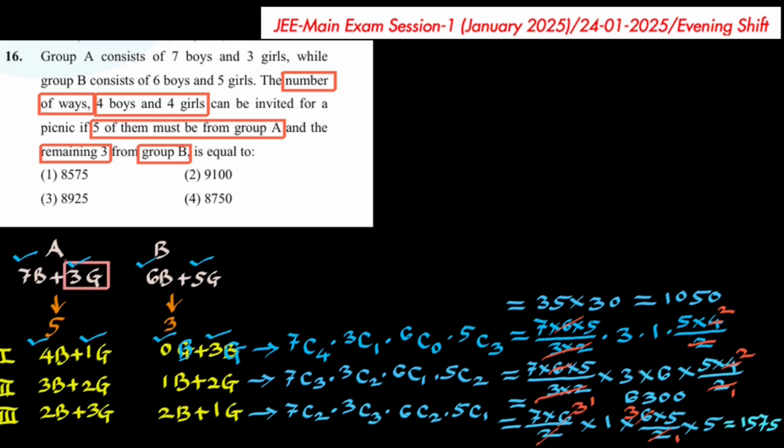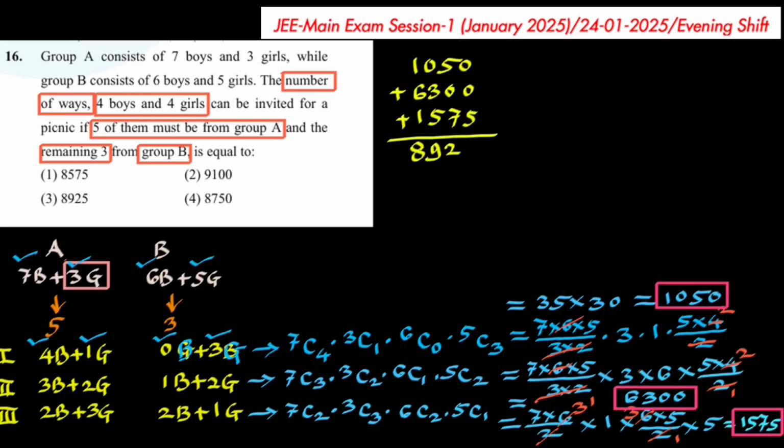Now we will add 1050, 6300 and 1575. That adds up to 8925. Hence, the number of ways in which a group of 8 can be invited is 8925. Hence, the correct answer is option 3, 8925.